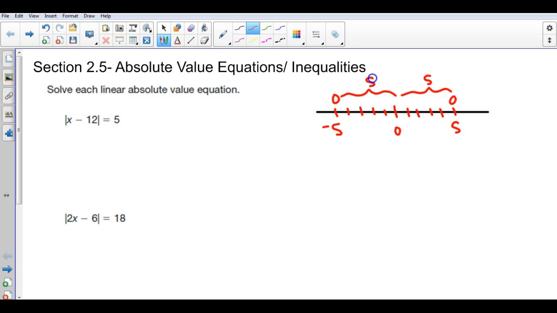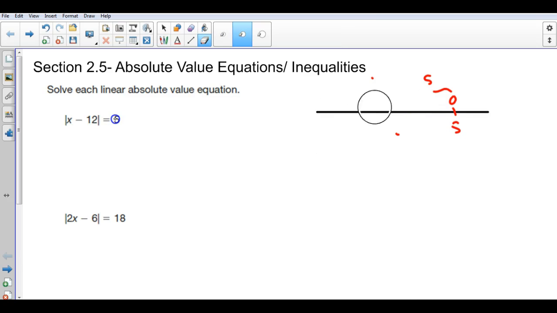So what that means is when we have these absolute value equations and we're solving them, we're going to have two answers. The key to doing this is to break up your equation into two separate equations. Let me explain what that means in words, because that was a horrible sentence. In this first example, it says x minus 12 in the absolute value bars is equal to 5.